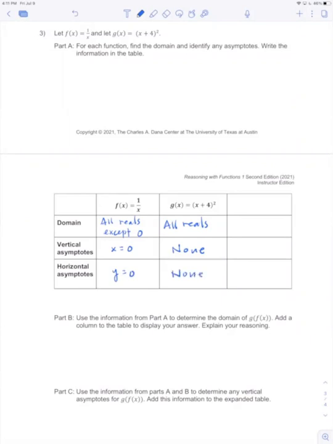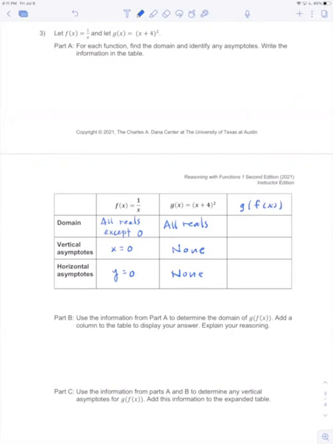for the g function. Part B, use the information from part A to determine the domain of g of f of x. Add a column to the table to display your answer. So over here, this last column is going to be g of f of x. So the domain of g of f is the same as the domain of f.